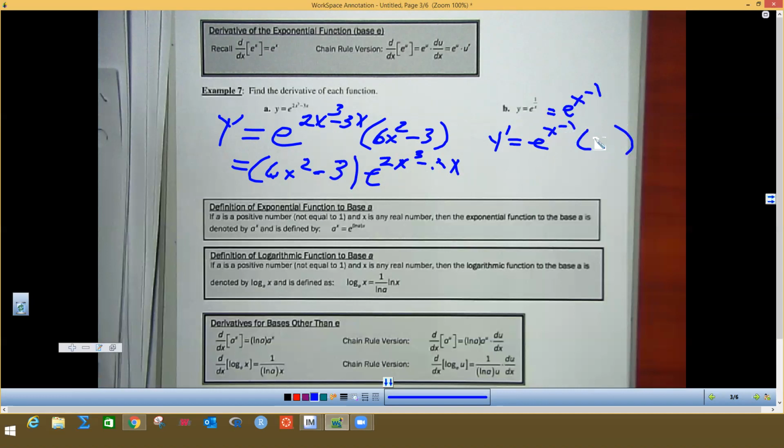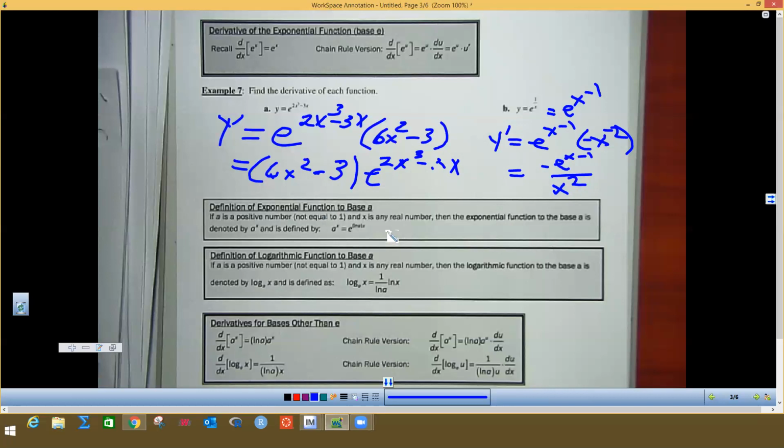So negative 1 times 1 is negative 1. x, subtract 1 from the power. And then we're going to want to put this x to the negative 2 in the bottom, and we're going to take this negative 1 times e, which will be a negative e to the x minus 1 all over x squared. And that would be the answer to part B.